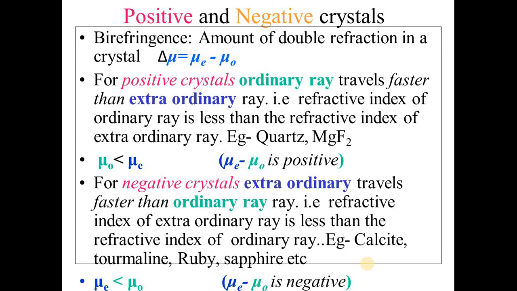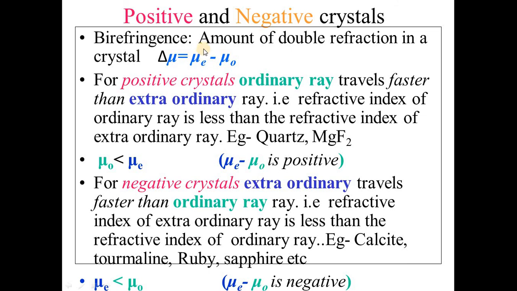And again, on the nature or extent of birefringence, crystals are further classified as positive and negative crystals. The quantity birefringence can be represented by delta mu. It is the amount of double refraction in a crystal. Delta mu is defined as mu e minus mu o, that is, the difference of the refractive index of the extraordinary ray and the ordinary ray.